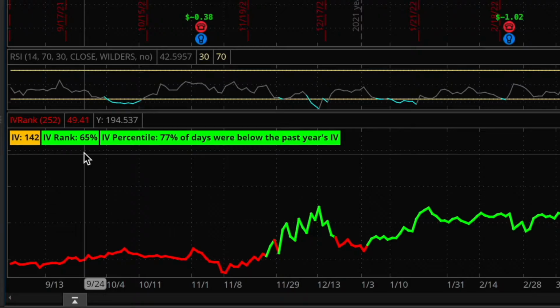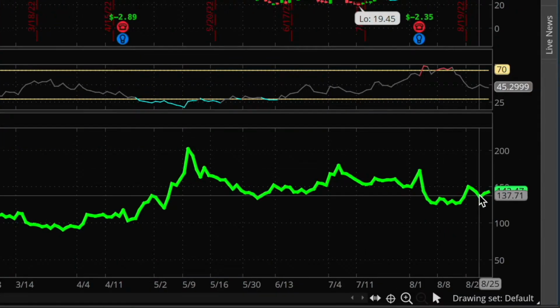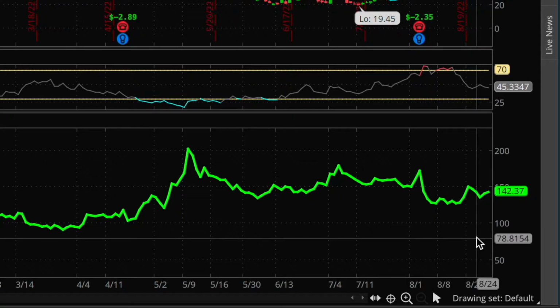And the closer this metric is to 100, the more and more unusually high the implied volatility is right now for the stock. And then conversely, as the IV rank approaches 0, that means the implied volatility in general is becoming much lower than usual.